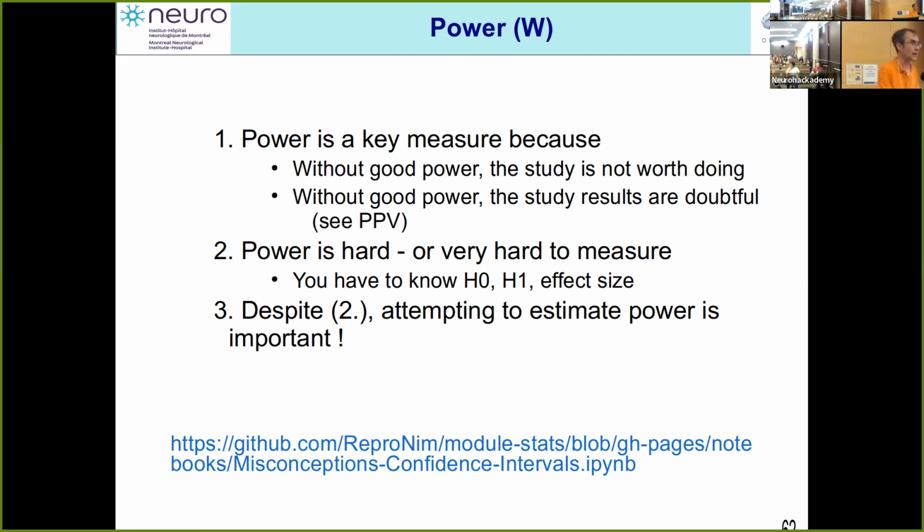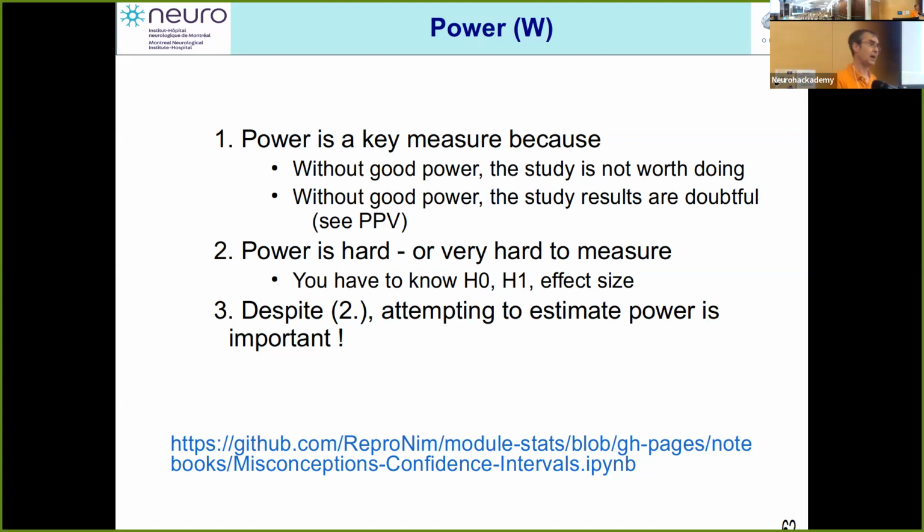So power is really the key thing, because if you don't have good power, the study is not worth doing. That's the first thing, because you are going to waste those 15 or 20 subjects because you have very little chance to find anything. And secondly, because without power, the results are going to be doubtful. Even if you find something significant, which you have very little probability of doing, you will have results that are going to be unreliable. And I'm going to show you that with what is called the positive predictive value that you've been introduced to in Russ's talk.